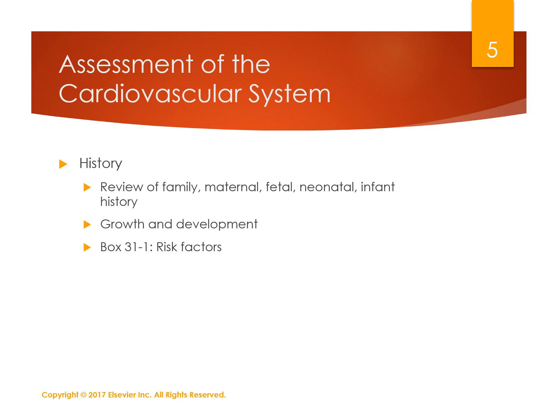For history, we're going to do a review of family, maternal, fetal, neonatal, and infant history. We're going to always look at growth and development. We want to see a nice growth curve. Box 31-1 in your book talks about risk factors suggestive of congenital heart disease. It breaks it down by perinatal, neonatal, newborn, toddler and school age, and family history risk factors. That's on page 758.